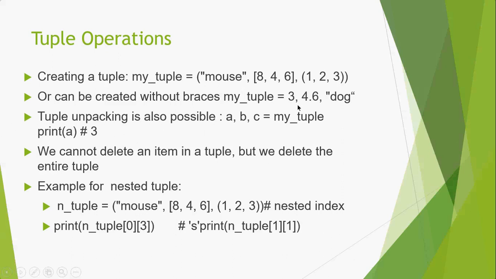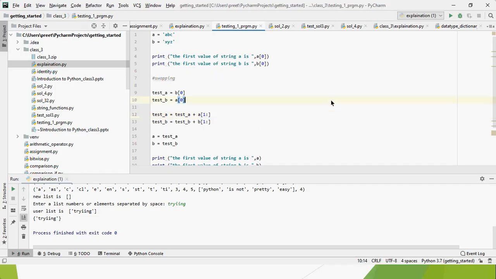When you say unpack, you're assigning variable names to the items. A, B, C equal to my tuple. Which means that if you say A, you are assigning some name to this. So print of A would give 3. Print of B would give 4.6. Print of C gives dog. If you want, I can just show an example at this point of time.